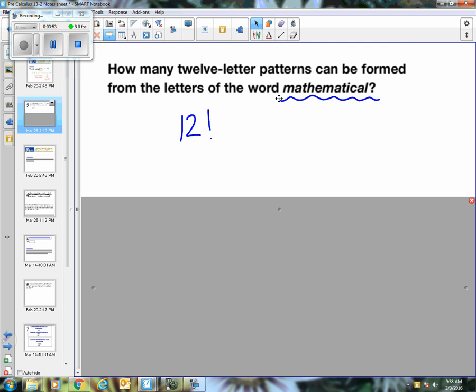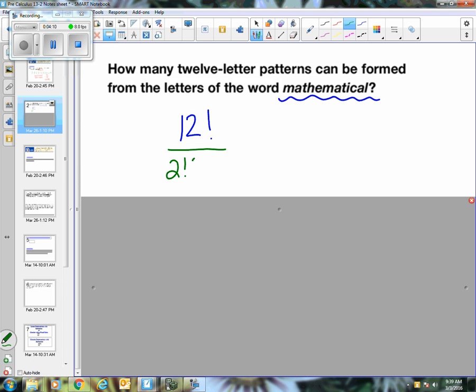Now what we have to be concerned about then is what if we have repetitions? Okay, well, if we have repetitions, like we have 2 m's, I have to divide out by the number of ways I can arrange 2 m's. Technically, it's 2 factorial. 2 choices for the first, and then 1.